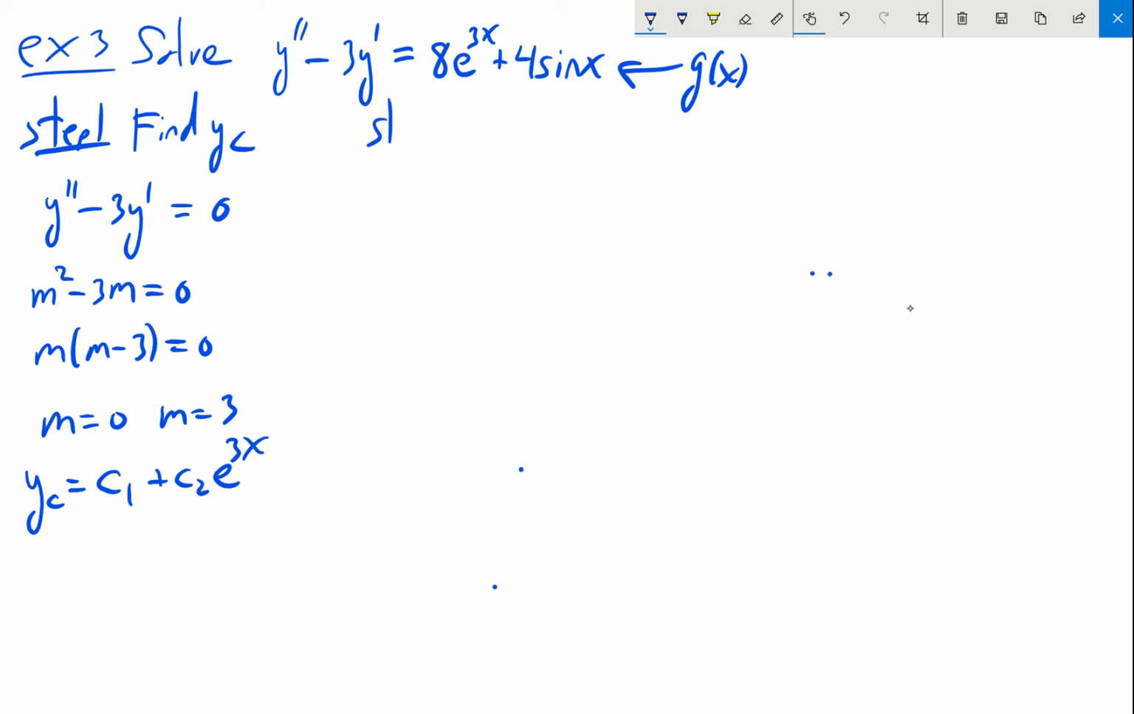Now what we want to do is find the particular solution y sub p. And it begins by finding an annihilator for g of x. One of the things that we know, and this was a list that I linked to in D2L, is that if we look at 8e to the 3x, that function would be annihilated by the differential operator D minus 3. So D minus 3 would annihilate 8e to the 3x.